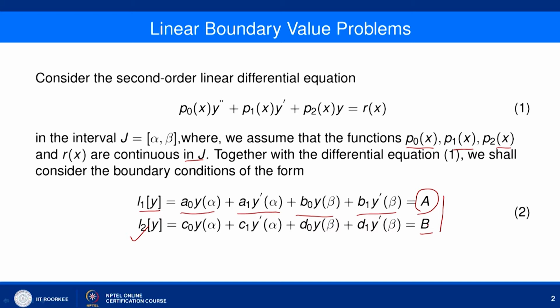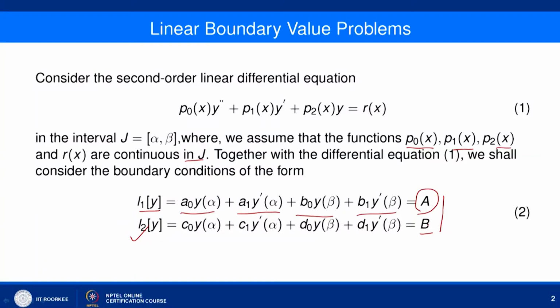By the existence and uniqueness theorem we say that this solution exists if we are prescribed the initial condition along with this. But now let us consider the differential equation with boundary conditions like this. Here we define the boundary condition of the form L 1 y, where L 1 y is given as A naught y alpha plus A 1 y dash alpha plus B naught y beta plus B 1 y dash beta, equal to some value A. And the second boundary condition is C naught y alpha plus C 1 y dash alpha plus D naught y beta plus D 1 y dash beta equal to B.